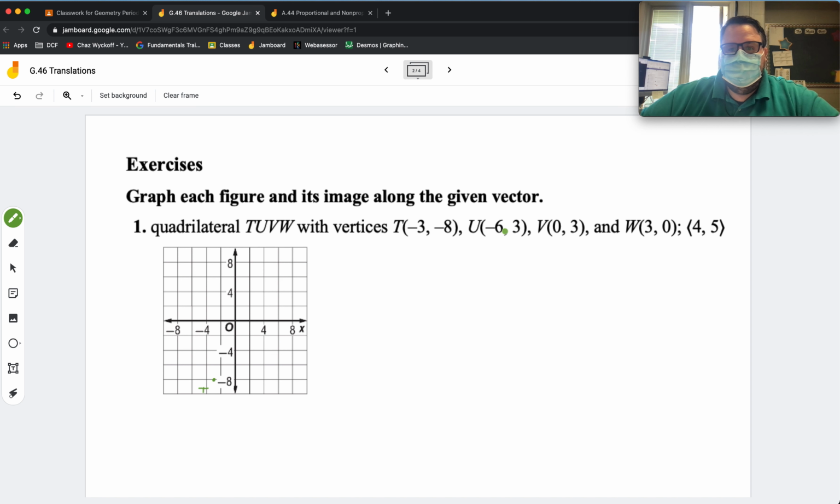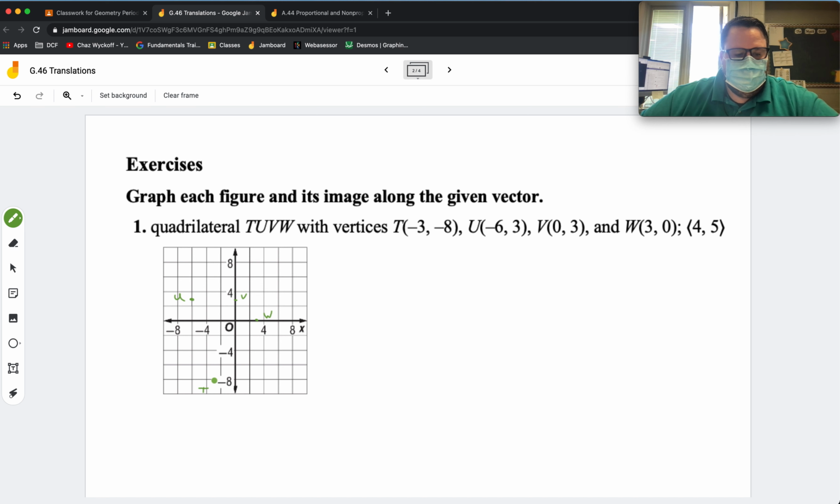All right. (-6, 3) is U. So -6, and then 3 is going to be right here in the middle, and that's U. V is (0, 3). 0, and then 3 is right here in the middle again, and that is V. And W is (3, 0). So 2, 3, 0, and that's W.